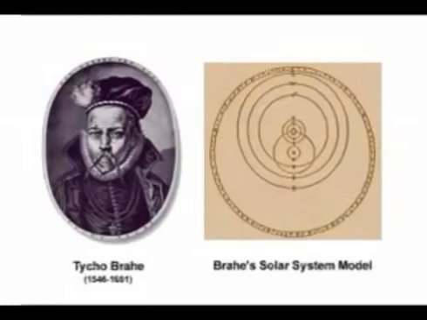Here is the geocentric system as given by the famous astronomer Tycho Brahe. Note that Brahe has the 5 traditional planets orbiting the Sun and the Sun orbiting the Earth.